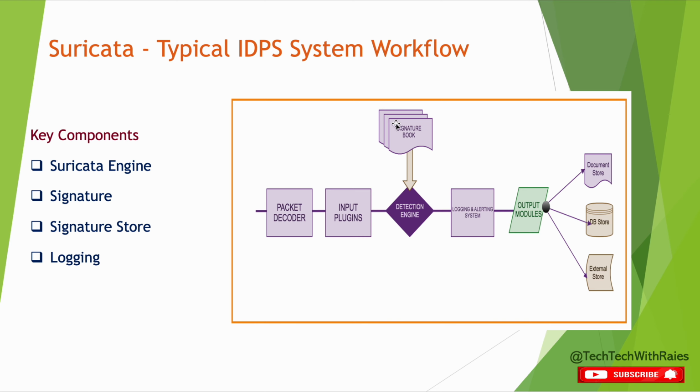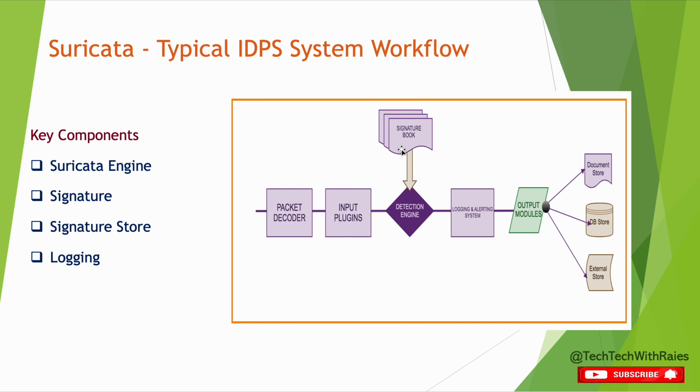A lot of signatures are archived here, and the decision is taken based on these signatures only. This detection engine is basically used for the detection and prevention of the packet. So if we talk about the workflow, the packet will come here. This whole system lies in the packet flow path.